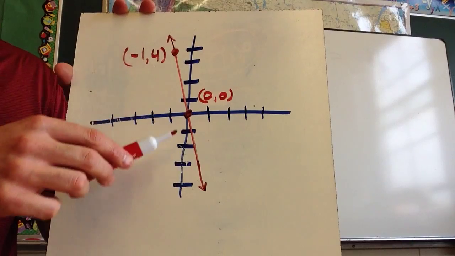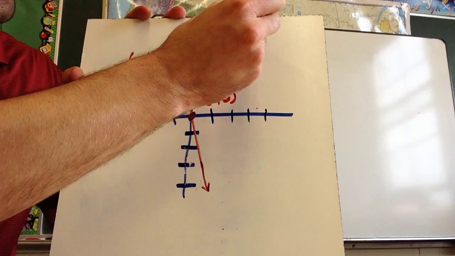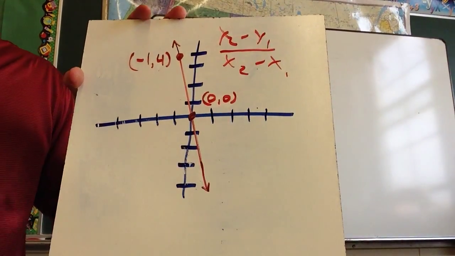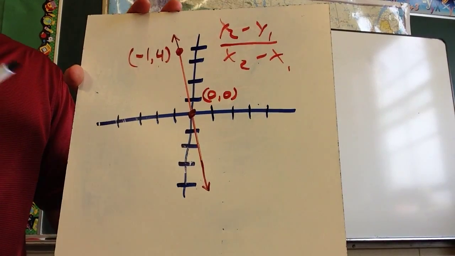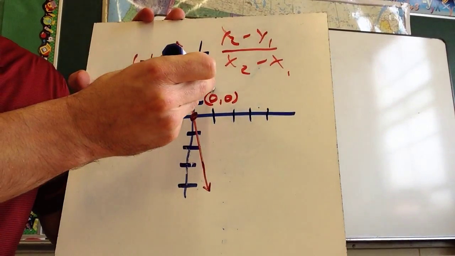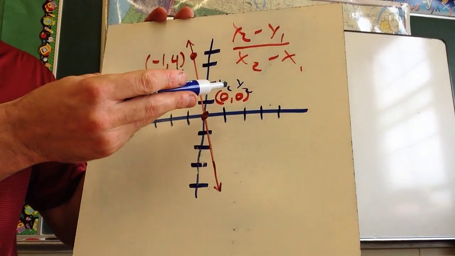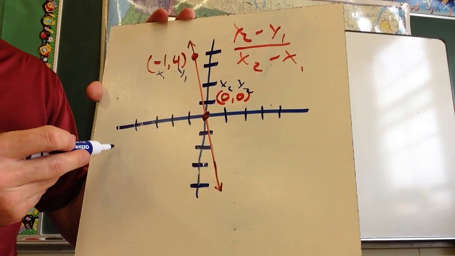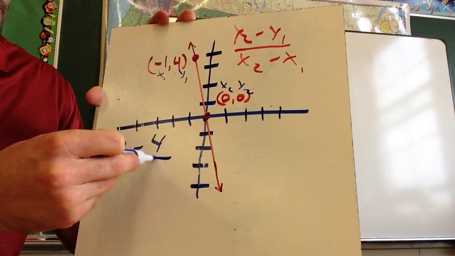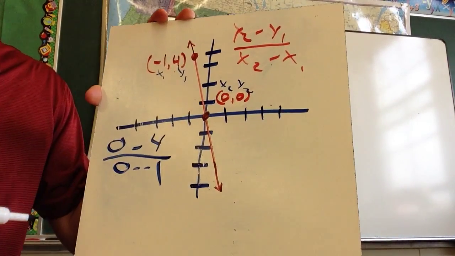So if you look at this graph, if we want to find the equation for the direct variation of this graph, we're simply going to use our formula for slope. If you remember that, that's y2 minus y1 over x2 minus x1. And so I'm going to label these points. I can call this one x1, y1, and this x2, y2. And so I'm going to take y2 minus y1, so this is going to be 0 minus 4 over x2, which is 0 minus negative 1.